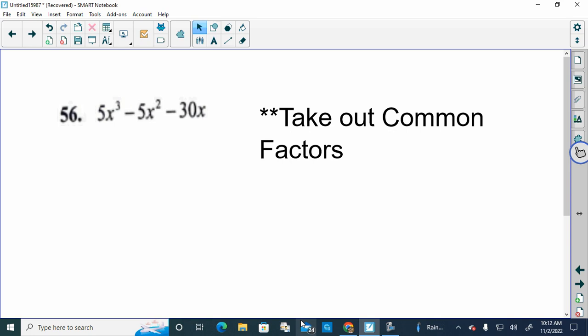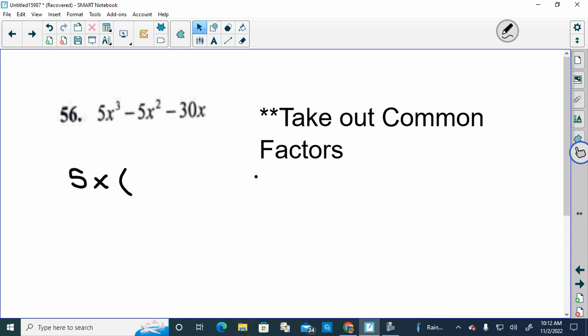Okay, so on number 56, what is our common factor that we are taking out? 5 and an x. So it has to be able to come out of all 3, not just 1 or 2 of them. Okay, it has to be able to come out of all of them. So we're going to take out a 5 and an x. This is part of the factoring. It doesn't go away, so make sure you write it when you write your answer. Okay.